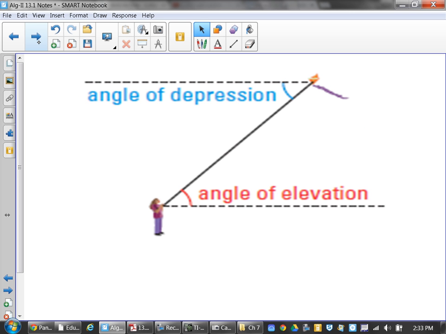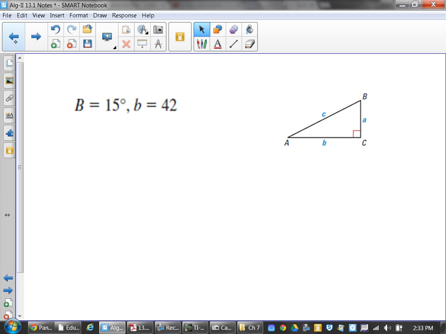Angles of elevation and angles of depression. Do you remember what those are? Okay, well, we'll do that tomorrow.